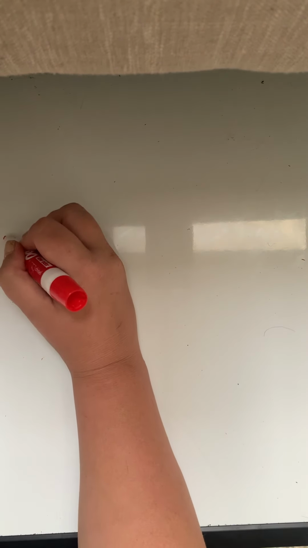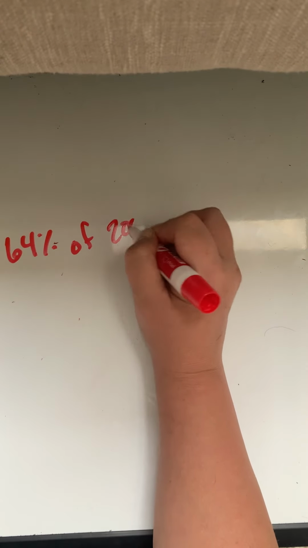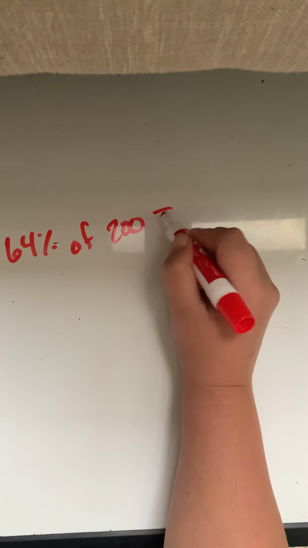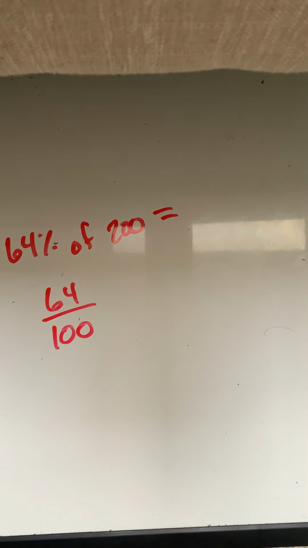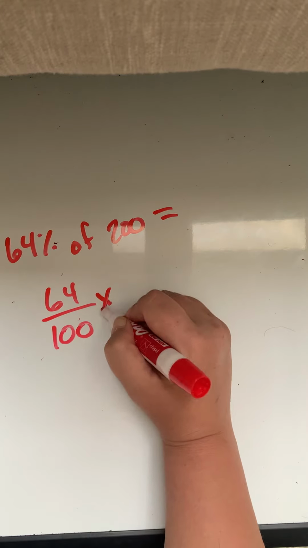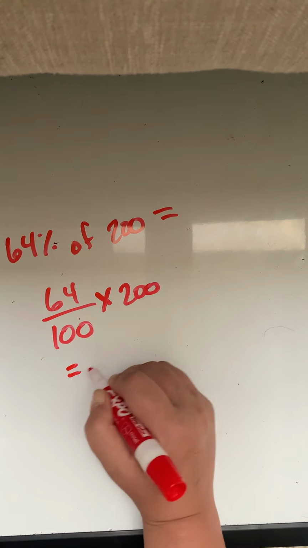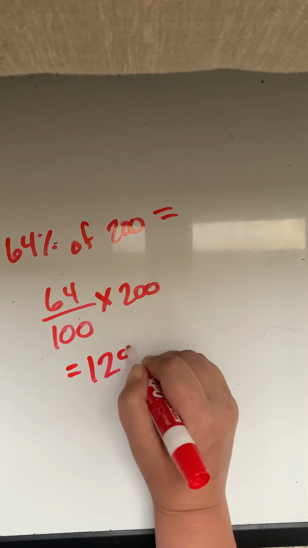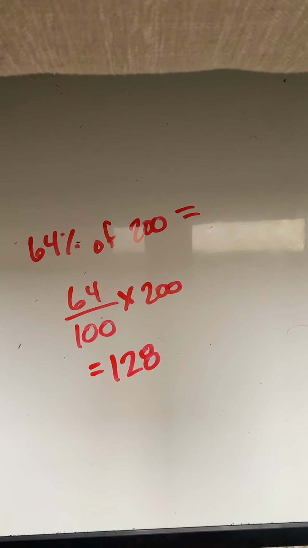She sold 64% of the 200. So that's going to equal 64 over 100, so 64% out of the 100%, and you're going to multiply it by how many bracelets she made. Go ahead and do that. Pause the video. Did you get 128? Good, so that answers A. We have 128 bracelets that were sold.